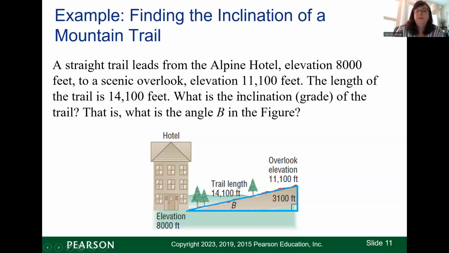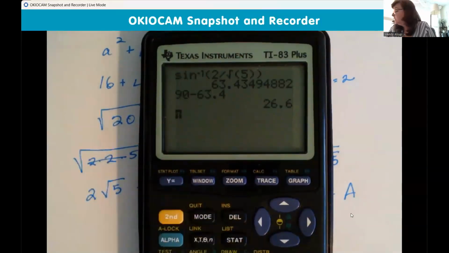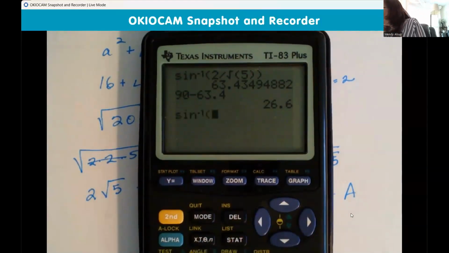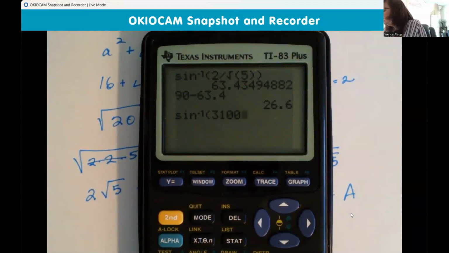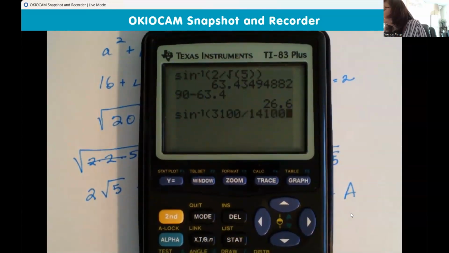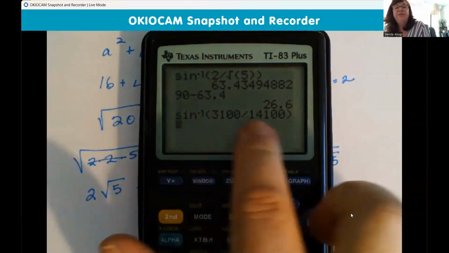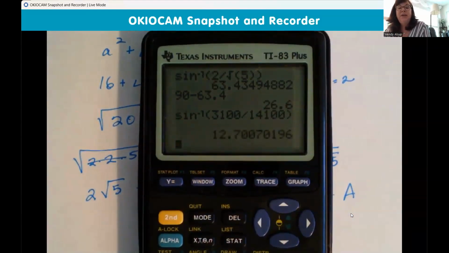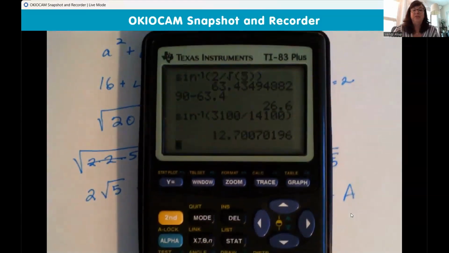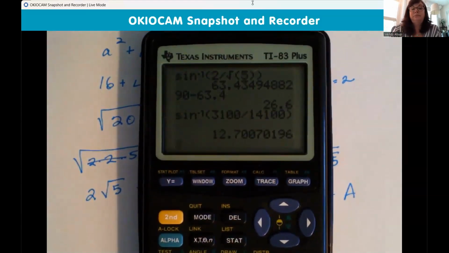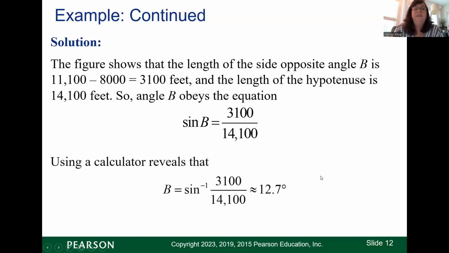I'm going to do the inverse sine, second inverse. 3,100 feet was the elevation divided by the 14,100 feet, so this was the opposite side of that angle divided by the hypotenuse. And we get an angle of about 12.7 degrees elevation. About 12.7 degrees elevation. All right, not tough, not even terrible.